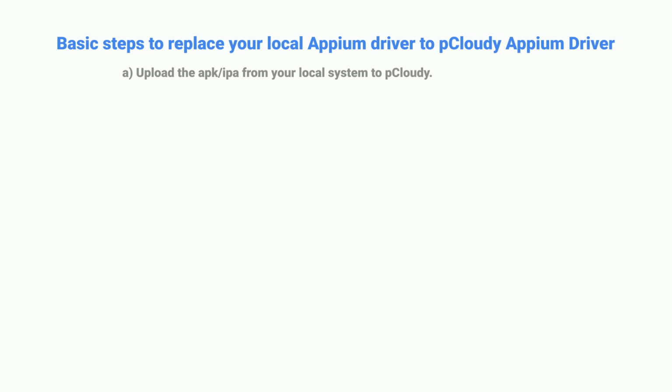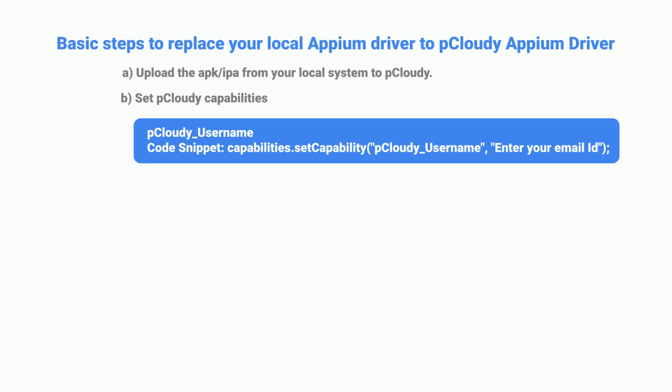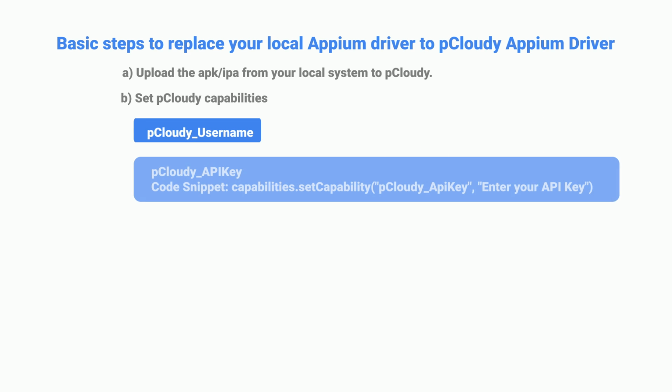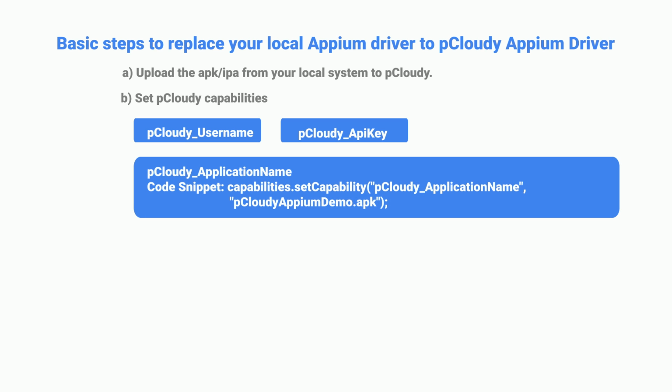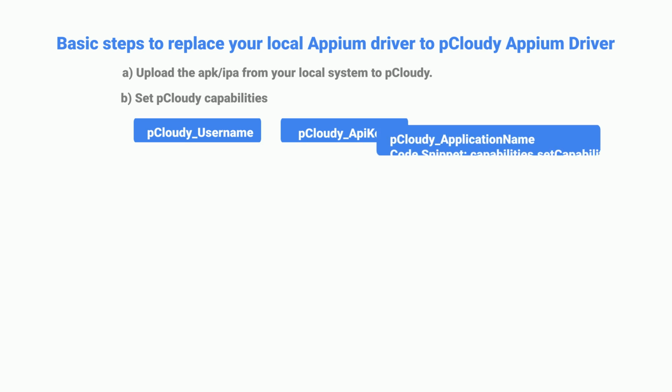For this, you first need to upload the APK or IPA from your local system to pCloudy. Next step is to set pCloudy capabilities, like pCloudy username. Enter the email ID with which you have registered on pCloudy. pCloudy API key. API key is important for user's verification. pCloudy application name. Enter the application name for the APK or IPA file which you already uploaded on the drive.